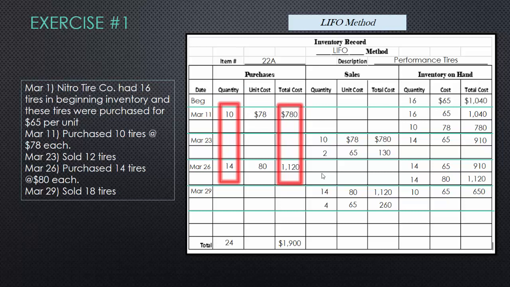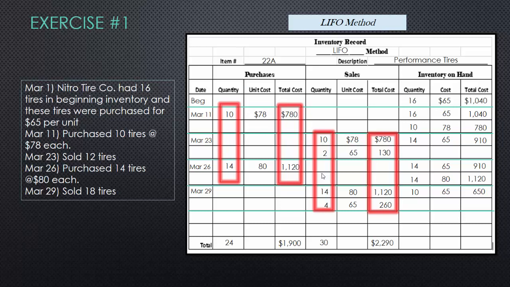The quantity of tires sold is just equal to the sum of the quantity column in our sales or cost of goods sold section. We sold 30 tires, and the total cost of goods sold that we recognized on those tires is equal to the sum of this column, which is going to come out to be $2,290.